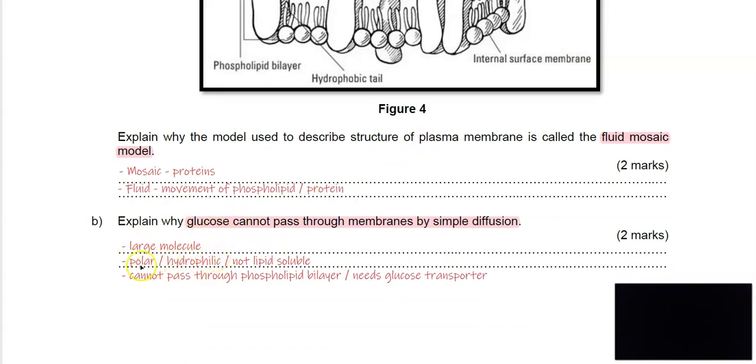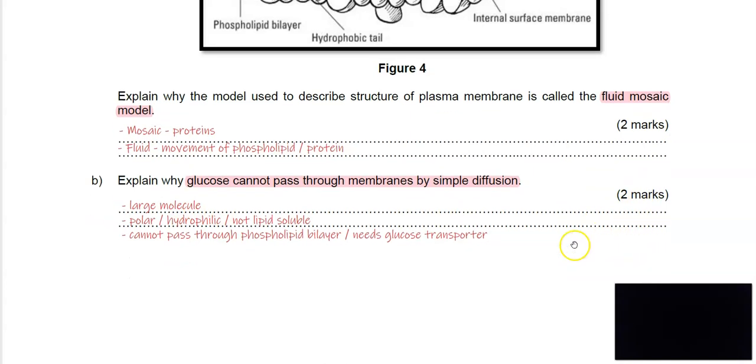Glucose is also polar or hydrophilic, or not lipid soluble. Because the glucose molecule is hydrophilic or polar, it cannot easily pass through or dissolve through the phospholipid bilayer, and therefore it needs a glucose transporter. Any of these points is worth 1 mark, total up to 2 marks.